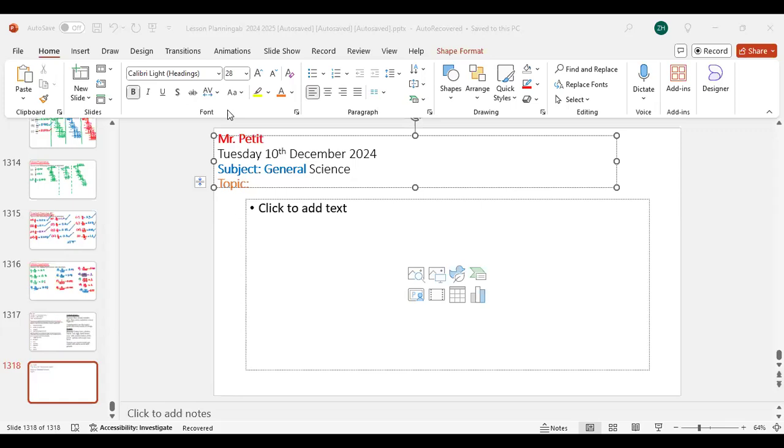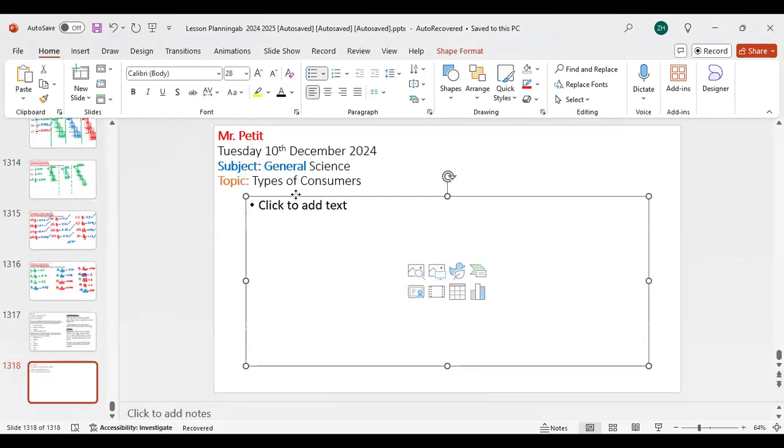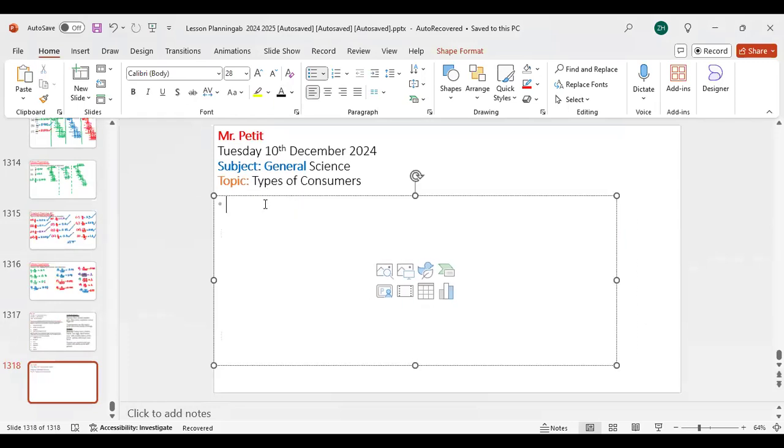We can talk about the types of animals first, or types of consumers. And once we get into consumers, we might be able to get into the food chain, maybe next week, which is the last week.